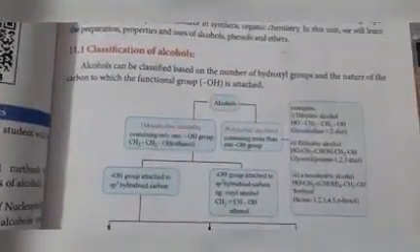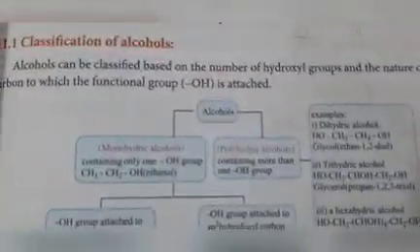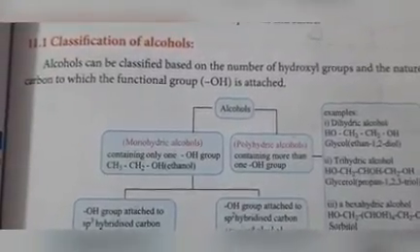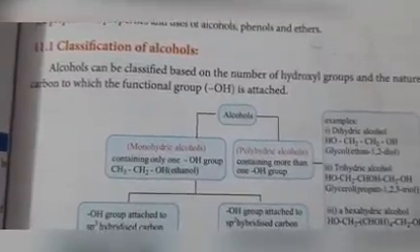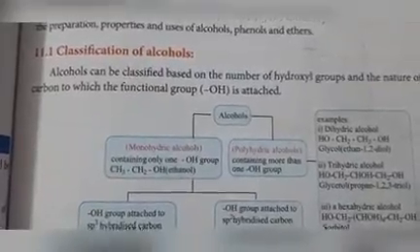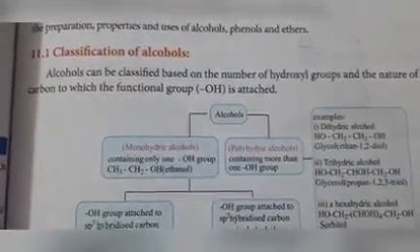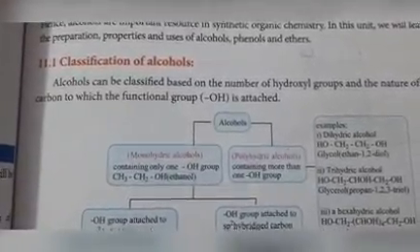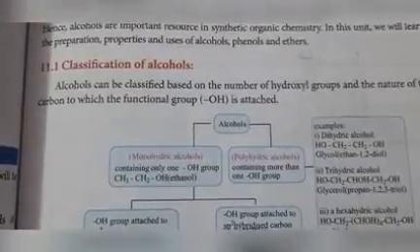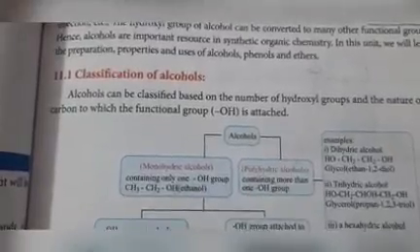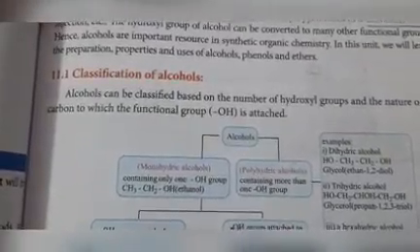Next topic, classification of alcohol. Generally alcohols are classified into monohydric alcohol and polyhydric alcohol. Mono, as you already know, means one. So based on the number of OH groups it is classified into two. If it contains only one OH group, it comes under the category of monohydric alcohol. If more than one OH is present, that is polyhydric alcohol.